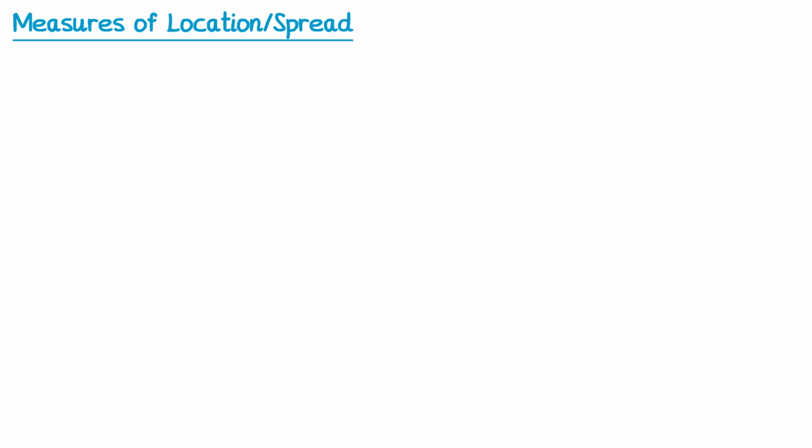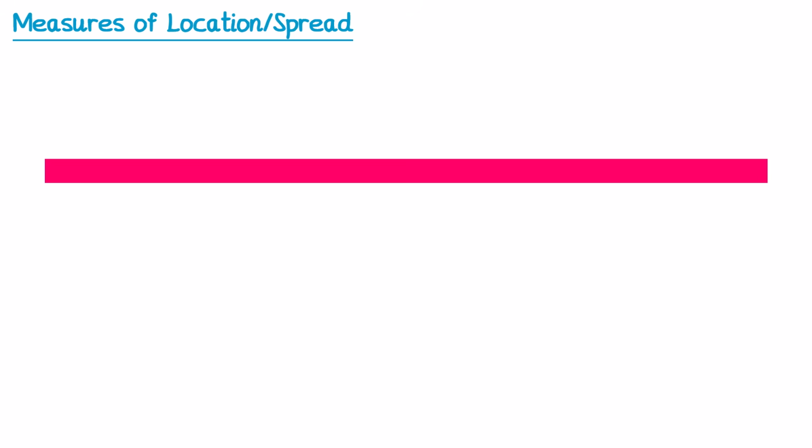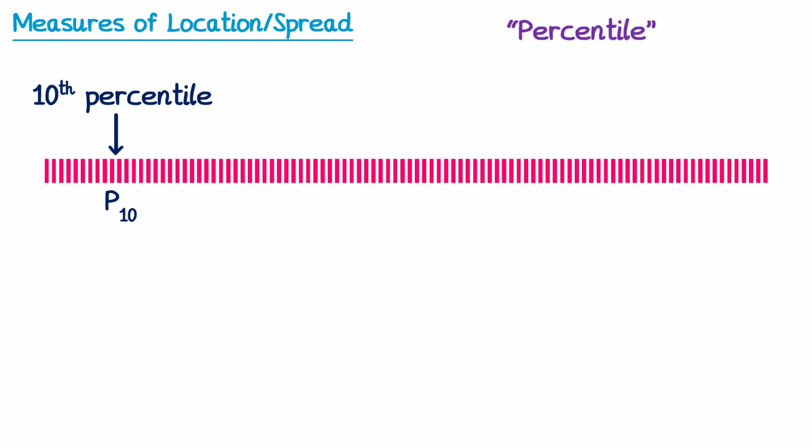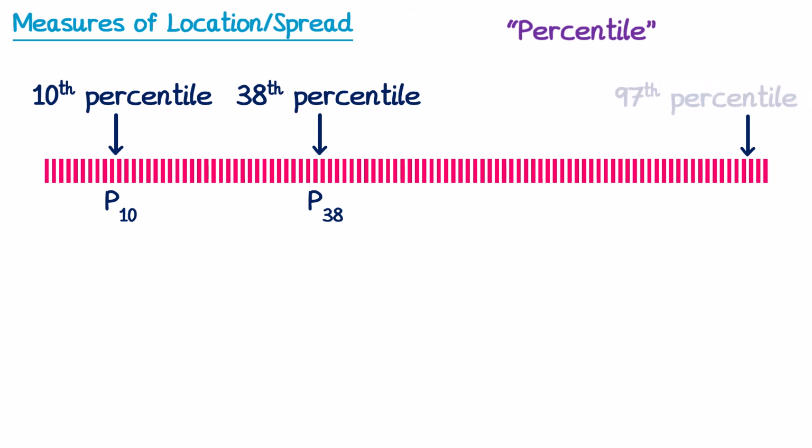Now let's talk about something different. Imagine we had this line of data again, and previously we split it into 4 sections, but this time we're going to split it into 100 different sections. Since we've used the number 100 here, it might not be surprising to know that each of these is a percentile. This one here would be the 10th percentile, which we could write short as P10. This one would be the 38th percentile, or P38, and this one will be the 97th percentile, or P97. We use P for percentile and Q for quartile.